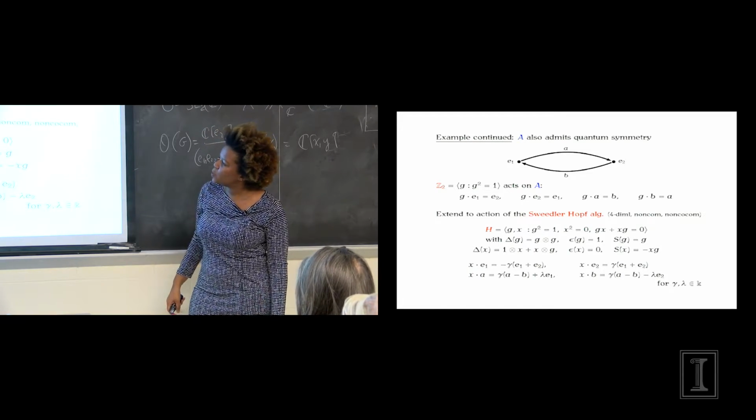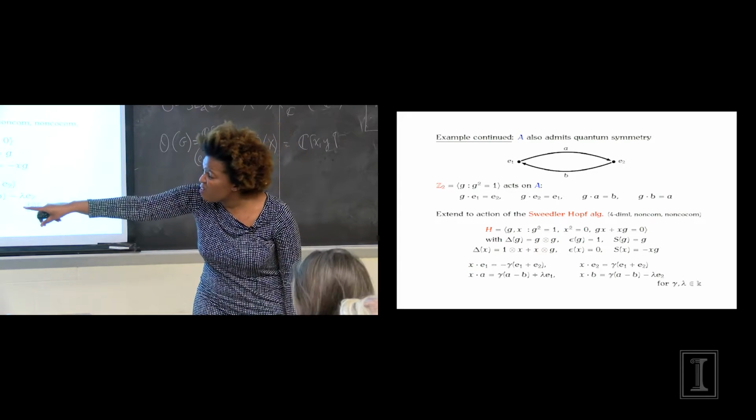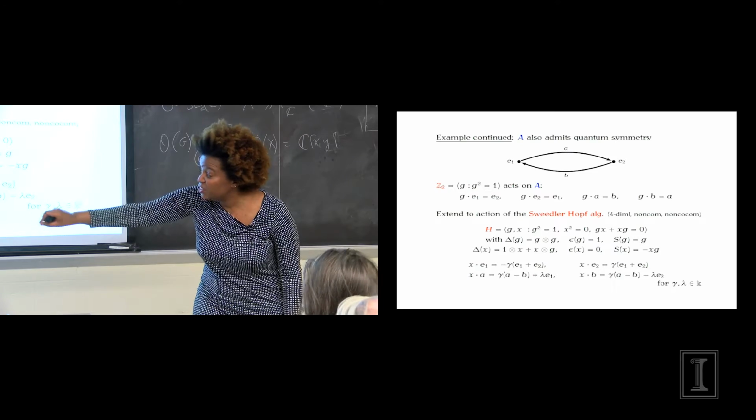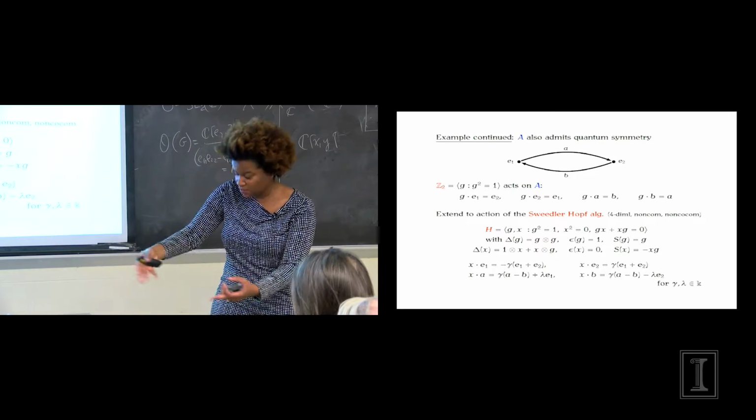So for instance, taking that algebra over there didn't have a whole lot of actions of a group, but you can get to actions of Hopf algebras pretty easily, and you get lots of quantum symmetries as a result.